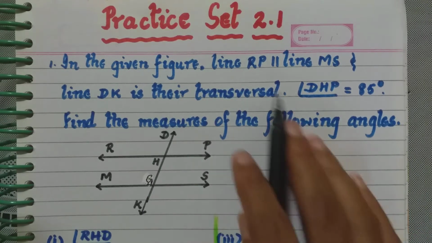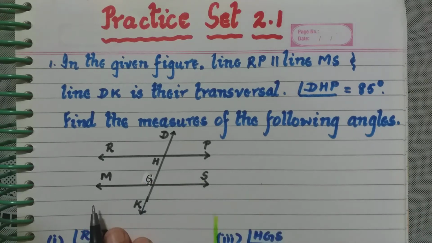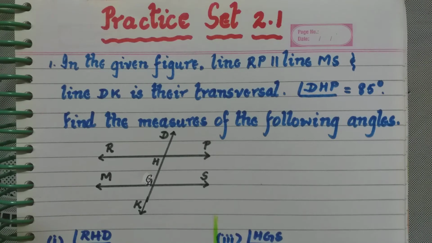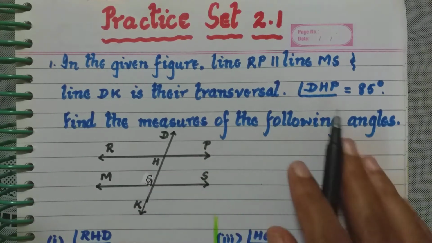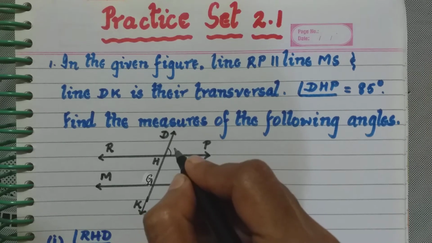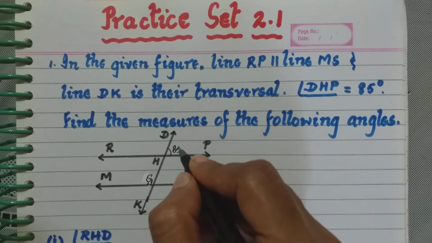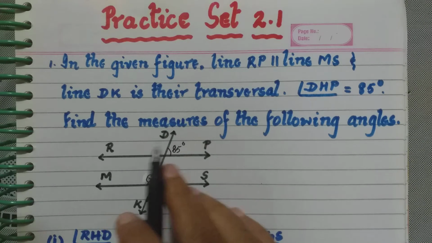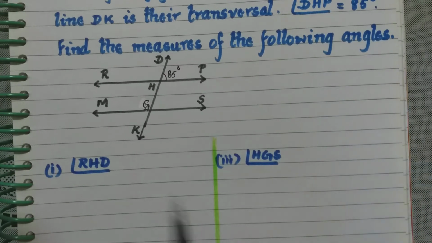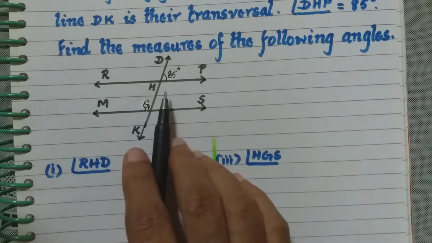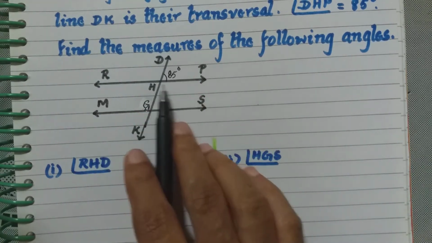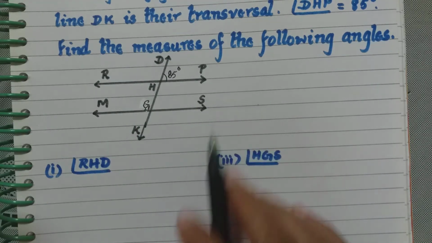Here in this given figure, line RP is parallel to line MS, and line DK is the transversal. Now this angle DHP is given to be 85 degrees. Let me mark it here. It is 85 degrees. Now we have to find the measures of the following angles. Let us see the angles which have been asked. Angle RHD. Now we see that angle RHD and angle DHP form a linear pair.